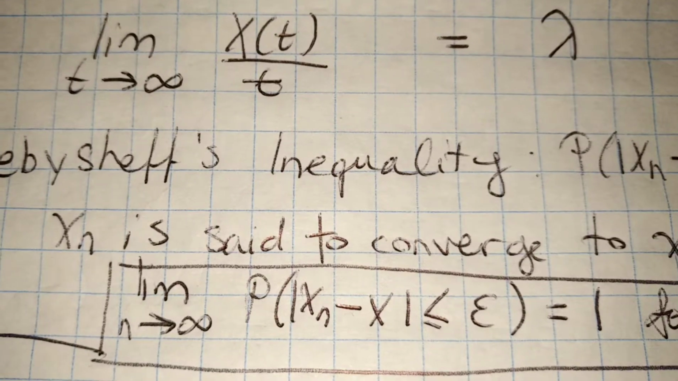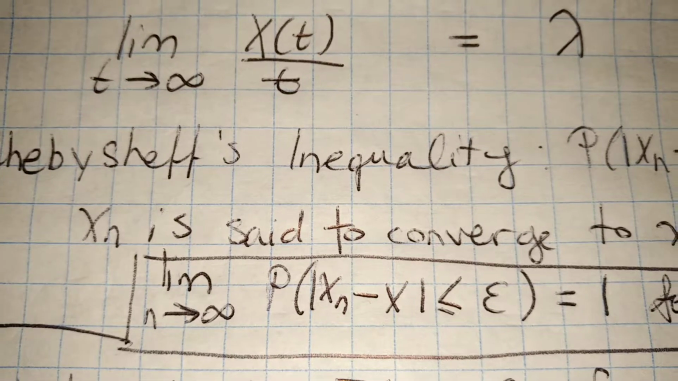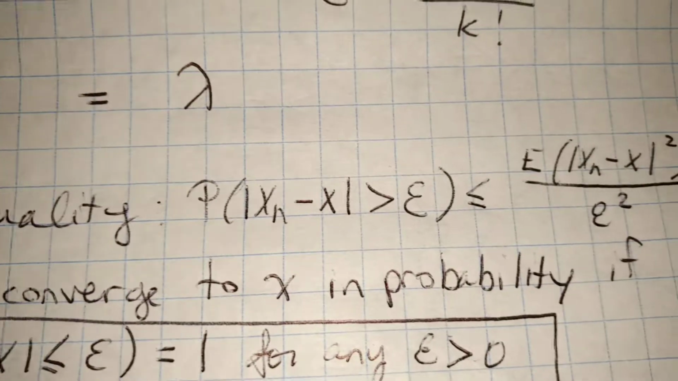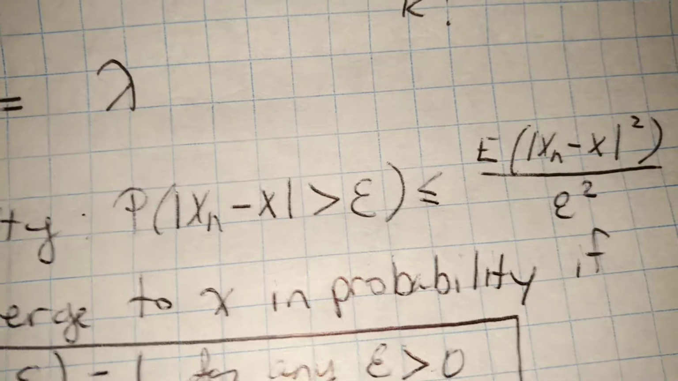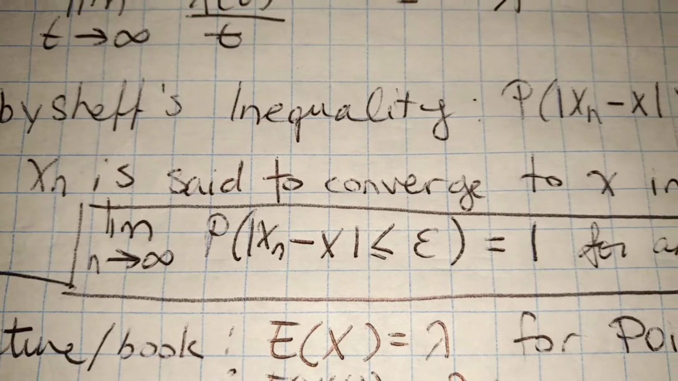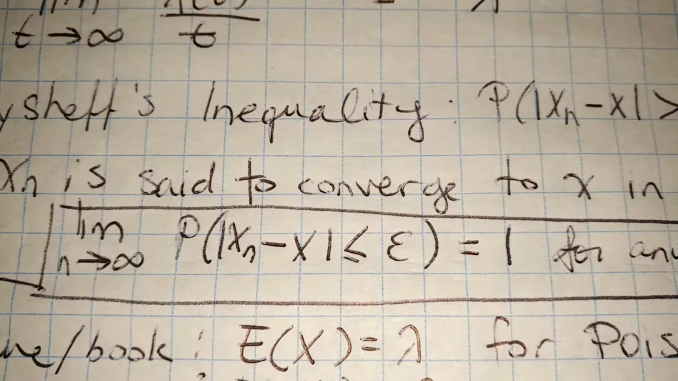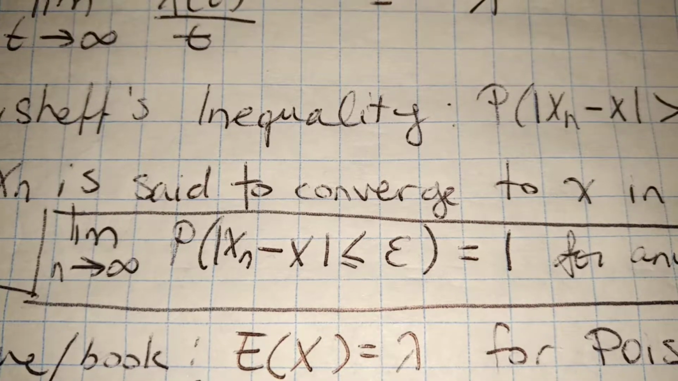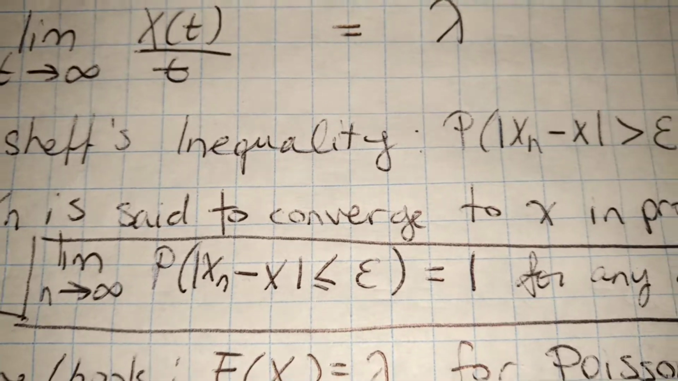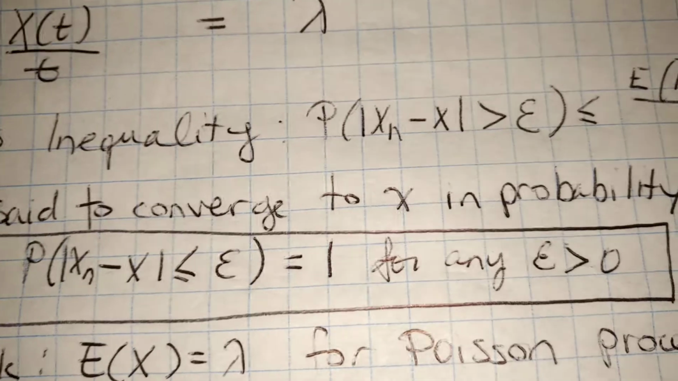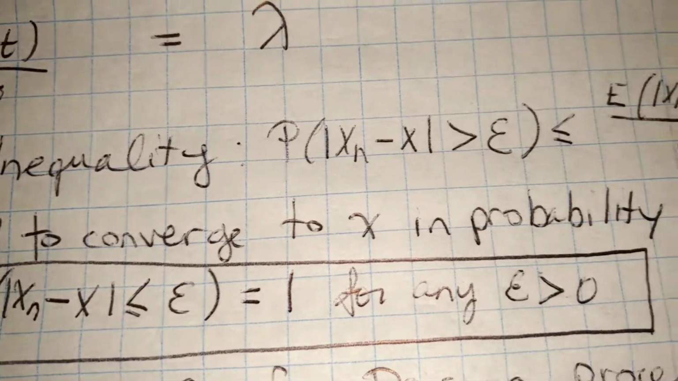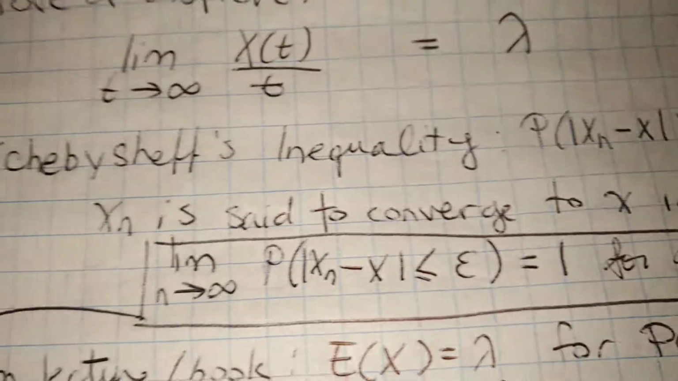The next piece is that from the textbook we know that Xn is said to converge to X in probability if the limit as n approaches infinity of the probability that the absolute value of Xn minus X is less than or equal to epsilon is equal to 1 for any epsilon greater than 0.